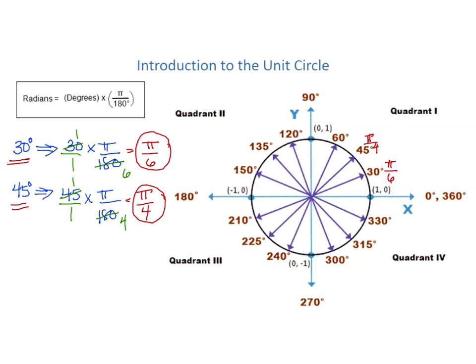All right, let's look at 60 degrees. 60 degrees, I'm going to have to do 60, and I'll just write it over 1. You know why I'm doing that. Times pi over 180. I can cancel, and I get pi over 3.